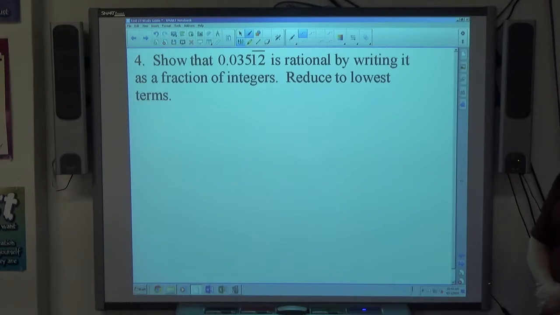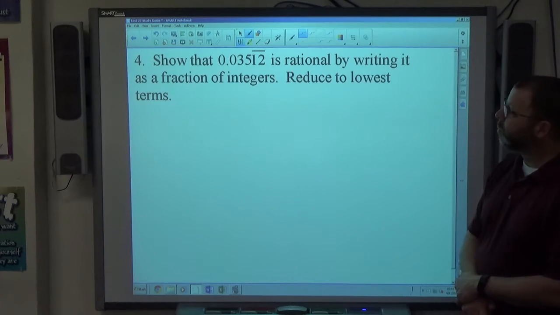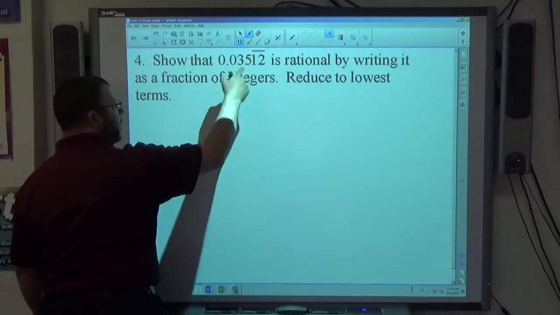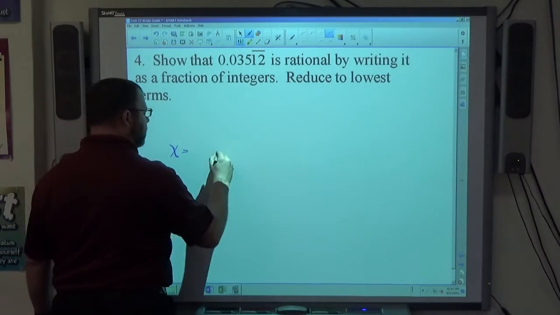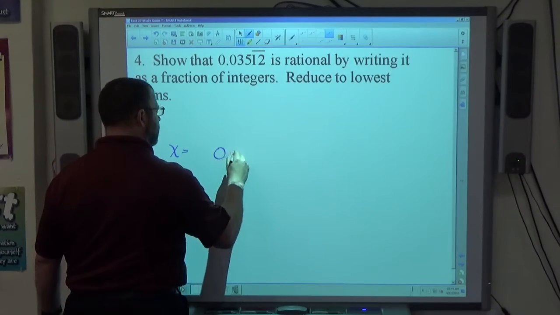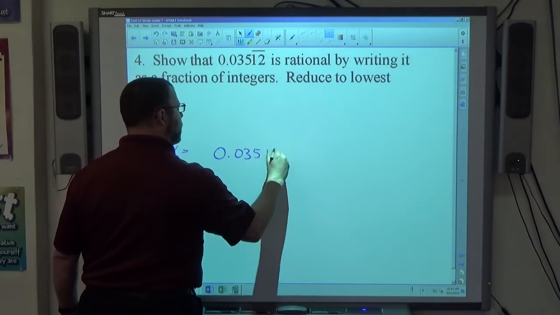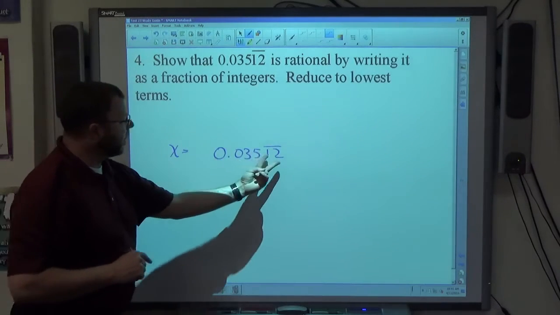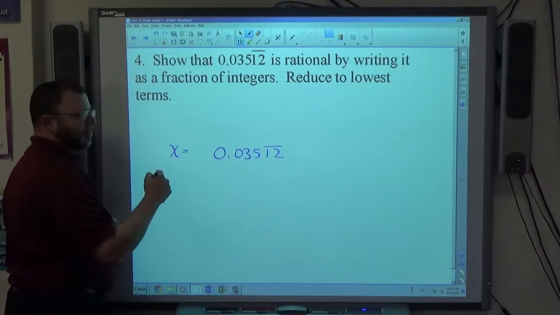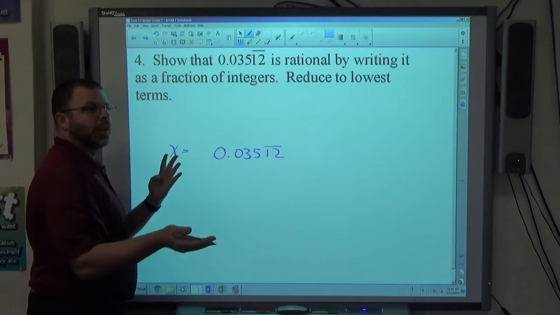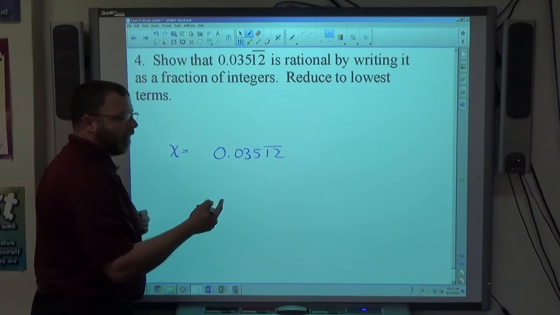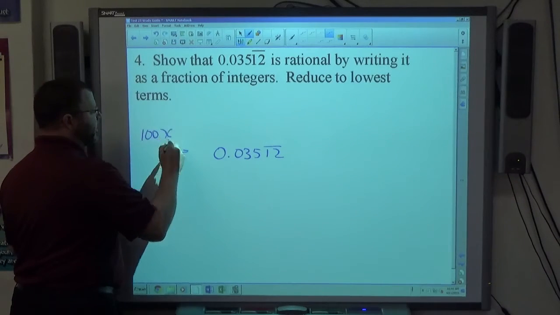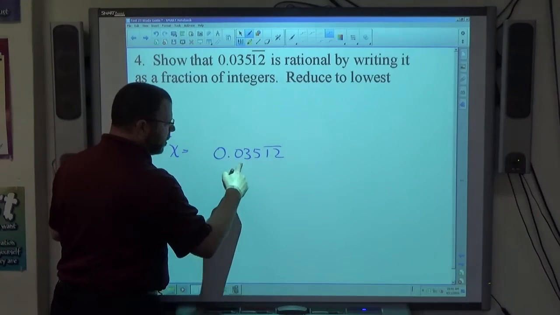Number 4, show that 0.03512 with the 1, 2 repeating is rational. So what we want to do here is start off by naming that x. Leave yourself some space. 0.03512 with the bar over the 1, 2. There's 2 digits repeating, so I'm going to multiply by 100. If there was 3 digits, 1,000, 4 digits, 10,000, and so on. The power of 10, so 10 to the second power is 100. So 100x times 100 moves the decimal point 2 spaces over.